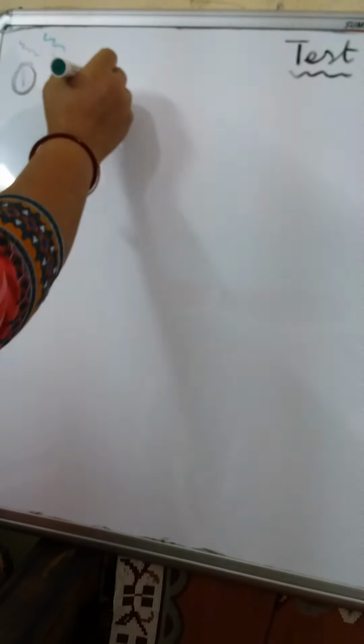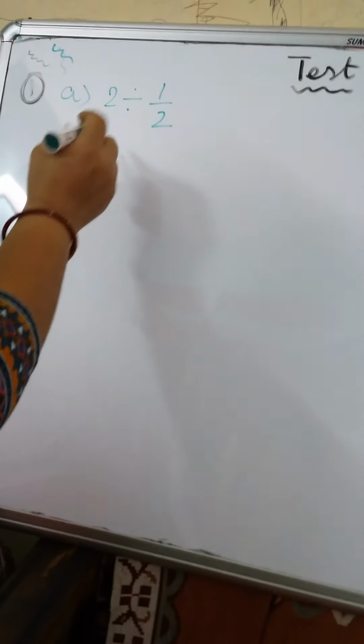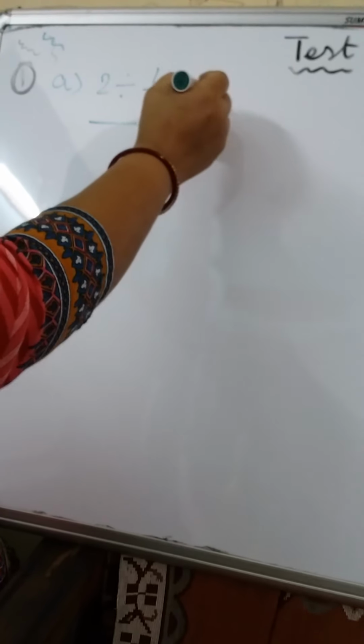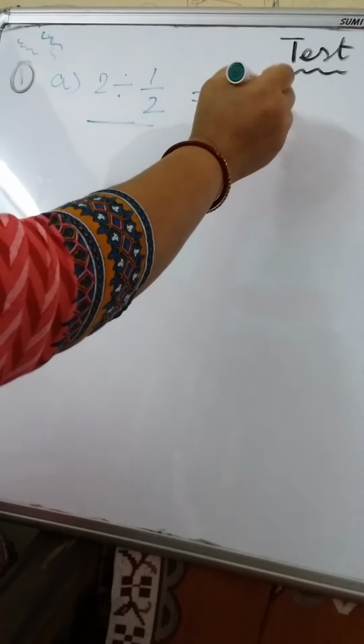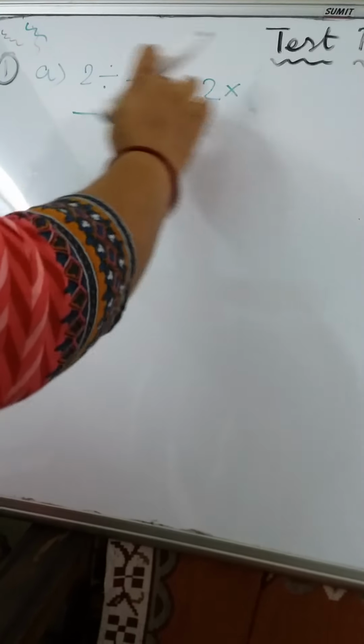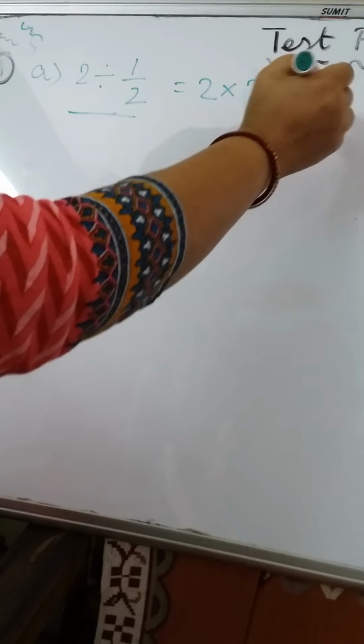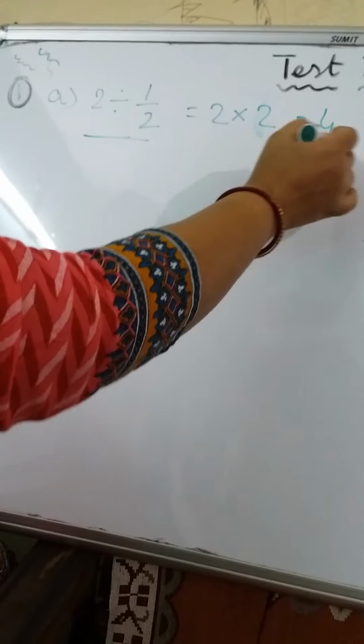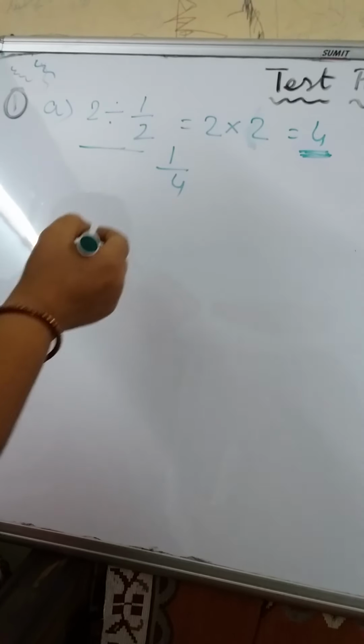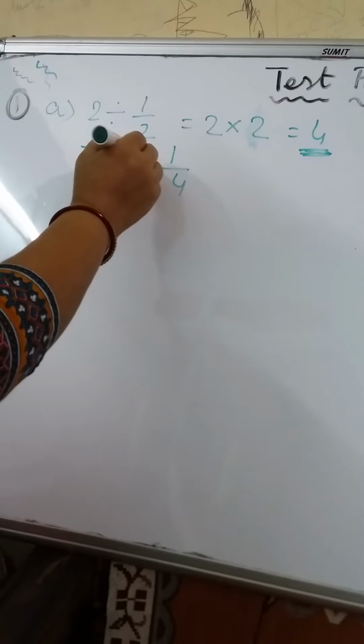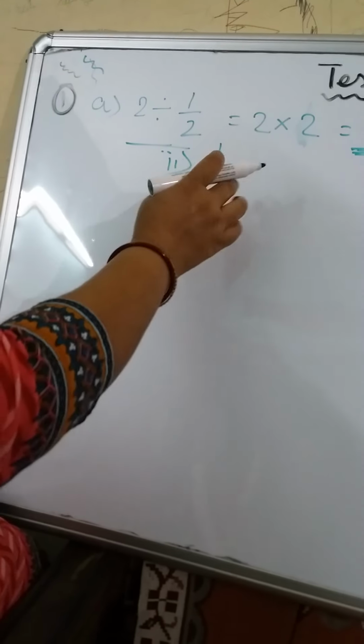1A is the reciprocal of 2 divided by 1 by 2. That means you have to find out the reciprocal of 2 divided by 2. So first you have to divide, that means 2 into the reciprocal of half, this is 2 into 2, which is 4. So you have to find out the reciprocal of 4, that is 1 by 4. Option number 2 is correct. Many of you have done it correctly, maximum of you.